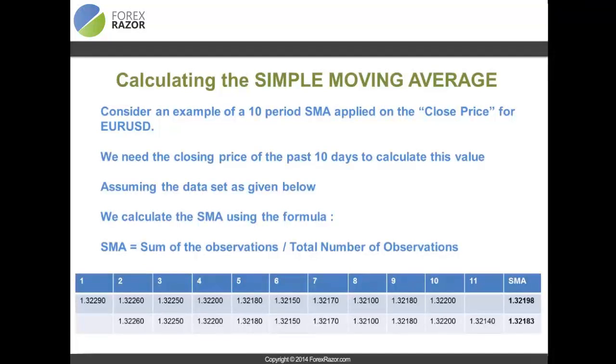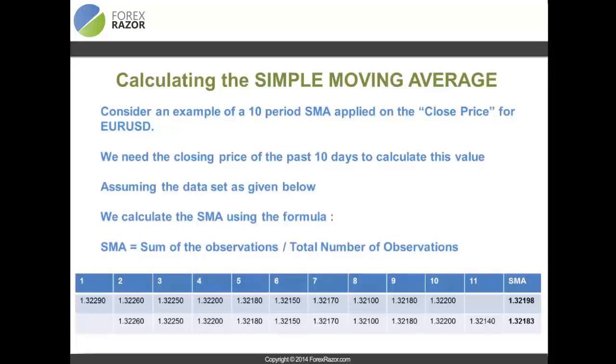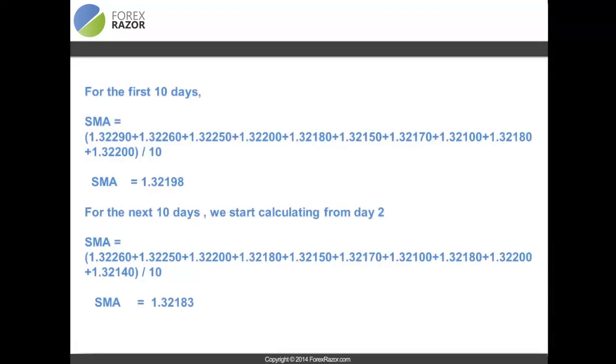We need the closing price of the past 10 days in order to compute this simple moving average. Assuming the data set as given in the table below, we calculate the SMA using the formula that simple moving average is equal to the sum of the observations divided by the total number of observations. Now for the first 10 days, SMA is equal to the sum of the close price for the first 10 days divided by 10, since we are considering 10 values. This comes out to be 1.32198.